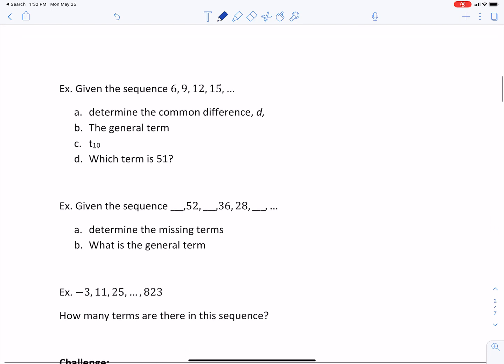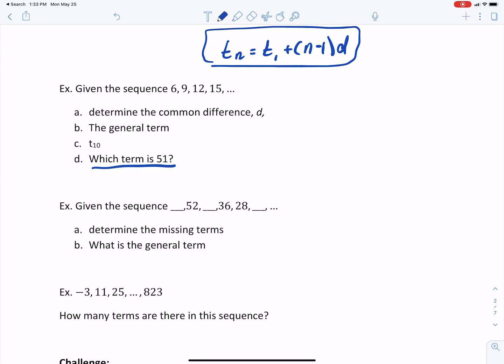So here we have a couple of examples. Given the sequence 6, 9, 12, 15, determine first the common difference. Then the general term, that formula we saw earlier, then term 10, and then which term is 51. So I'm just going to put up my formula here again so I don't forget: the nth term is term 1 plus n minus 1 times d. So that's my equation that I'm working with in these problems.